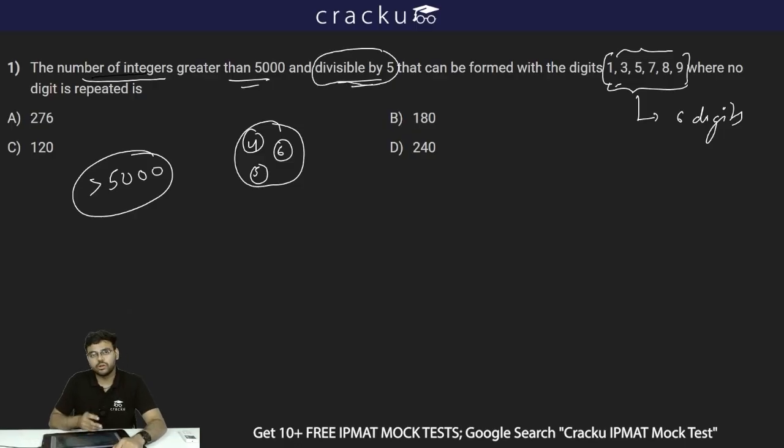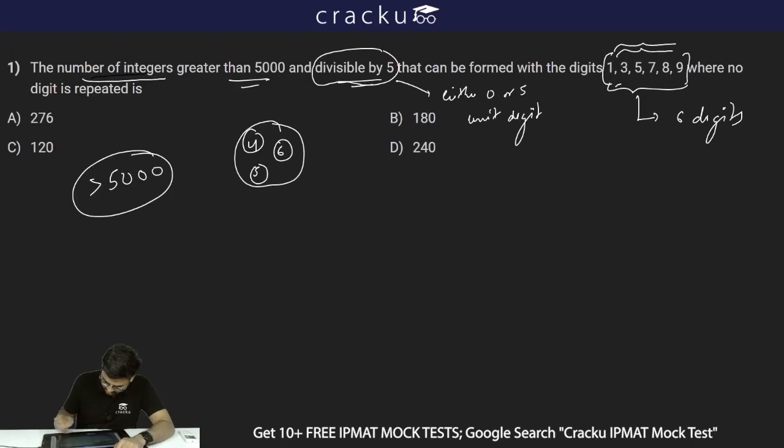And it should be divisible by 5. Now for the numbers to be divisible by 5, the only criterion to be followed is that the last digit, the unit digit, should be either 0 or 5. Now we don't have 0 in these digits 1, 3, 5, 7, 8, 9, but we have 5. So let's say there are 3 cases possible.